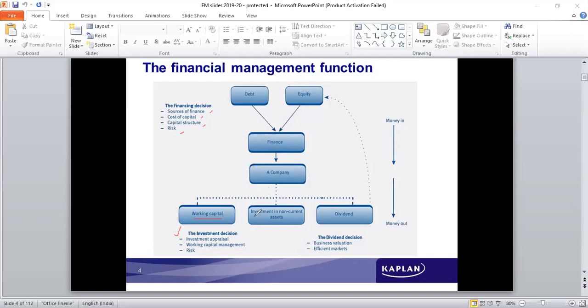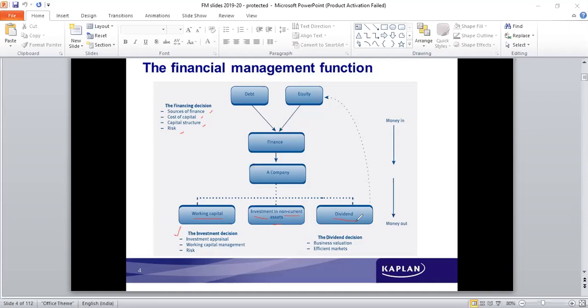Then we see there is investment in non-current assets. I'll explain what is the meaning of non-current assets. They are invested in non-current assets, and then we see the dividend part of it. Dividend is one specific, very important, crucial decision for a company. The amounts which are raised are invested in working capital.